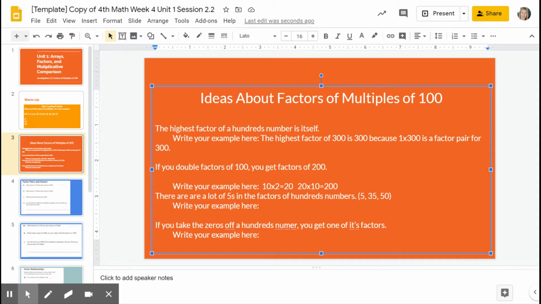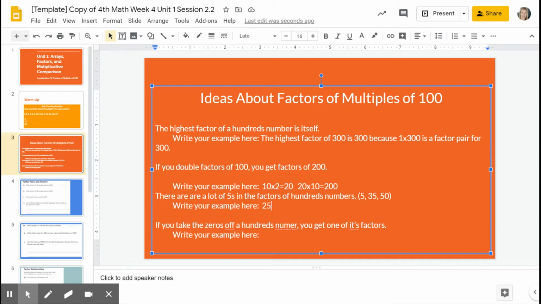Okay, here's the next one. There are a lot of 5s in the factors of hundreds numbers: 5, 25, 50. Write your example here. So that's pretty basic. There are a lot of 5s in the factors of hundreds numbers. So I'm going to pick a factor of 100. Let's do 25, because I can multiply 25 times 4 and get 100.